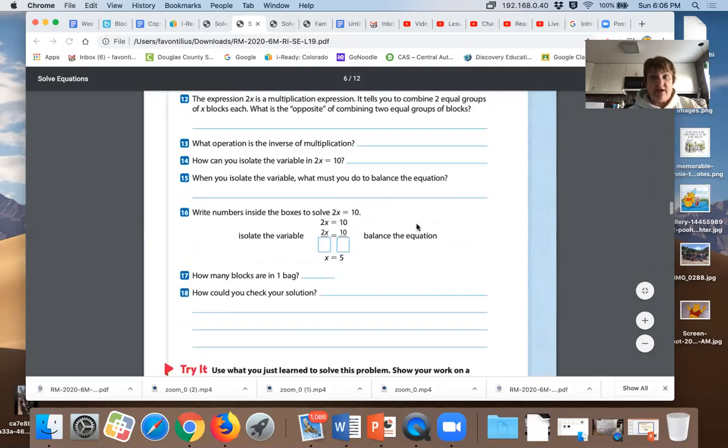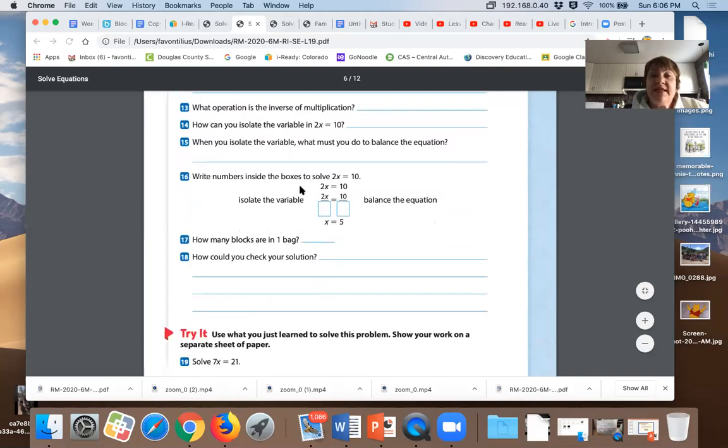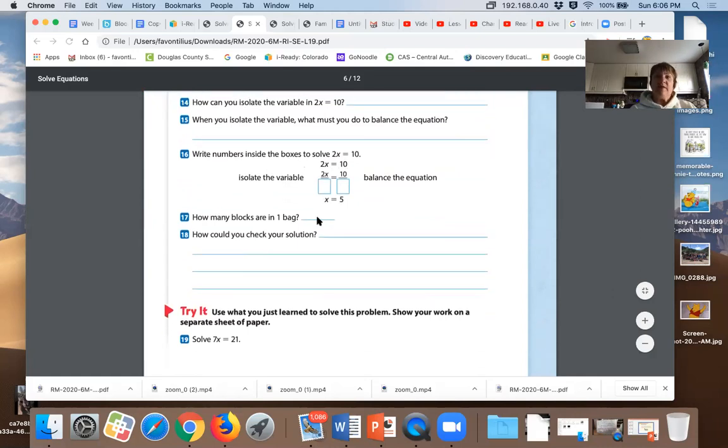And here it is down here. What number is inside the box? What number is inside the box is to solve 2x equals 10. So 2x equals 10. Isolate the variable. 2x divided by 2. You better put 2 right there. And then, of course, you have to divide 10 by 2. And, of course, 2 divided by 2 is the same as 1x, and 1x is the same as x. So, x equals 5. So how many blocks are in one bag?